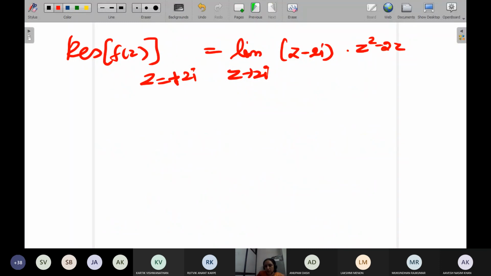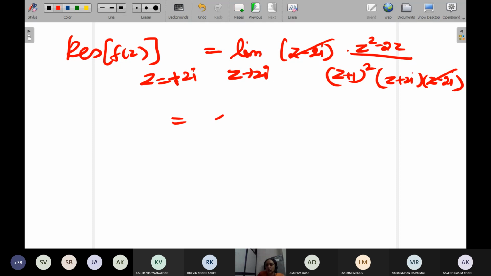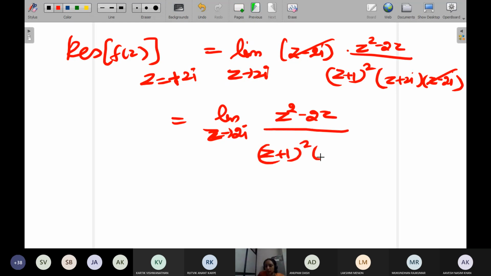Z square minus 2z divided by z plus 1 the whole square. Z square plus 4 can be written as z plus 2i into z minus 2i. So z minus 2i and z minus 2i will get cancelled. So we'll get the limit z tends to 2i.